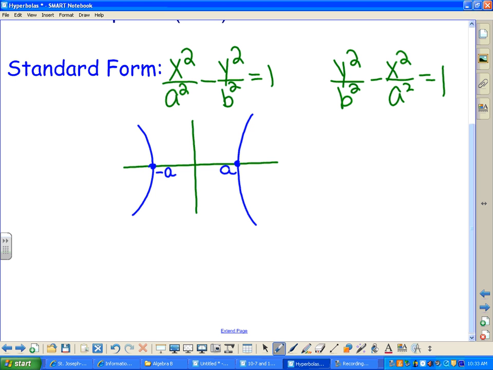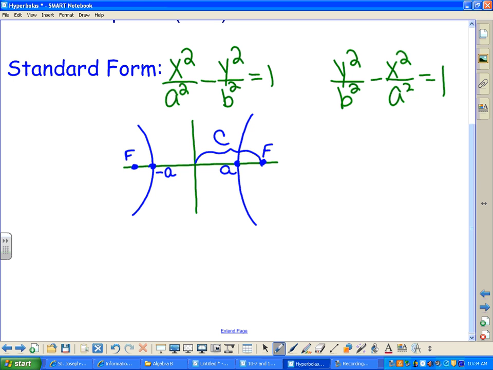Now, those two fixed points, those foci, they are also on that same axis. So they are on the x-axis. Do you think they're further away from the origin than A or closer to? Further away because of the subtraction property. So they're going to be in here somewhere, but they're also equidistant from the center, from the origin. And guess what this distance right here is called? It's C again, just like before.